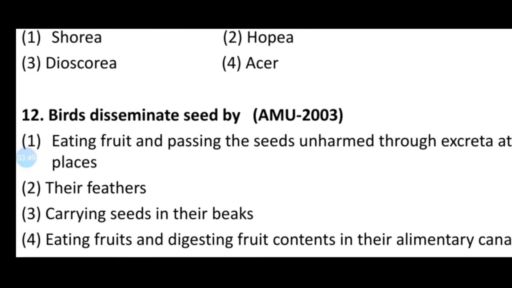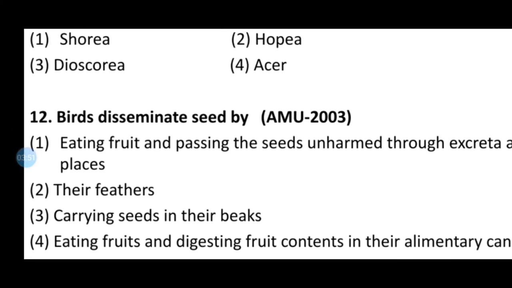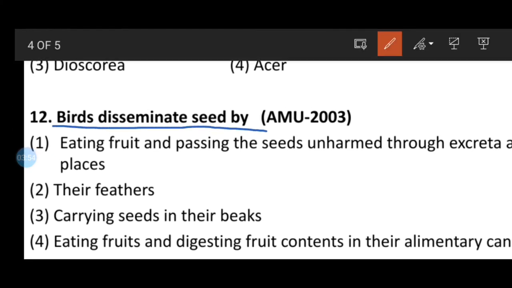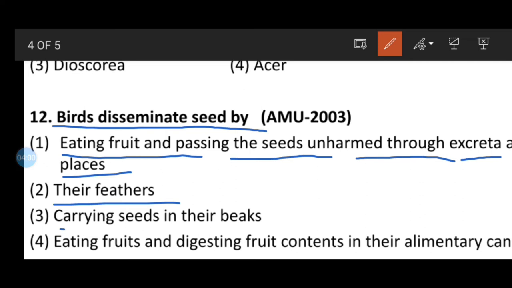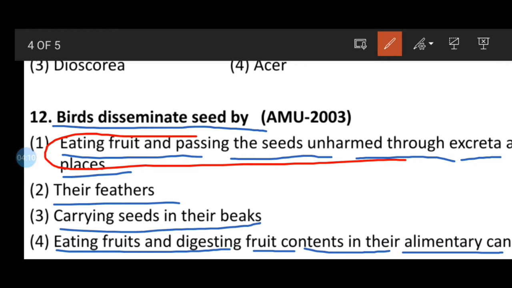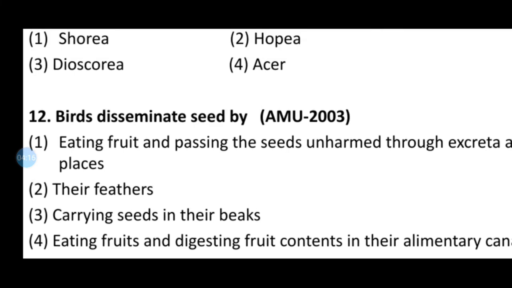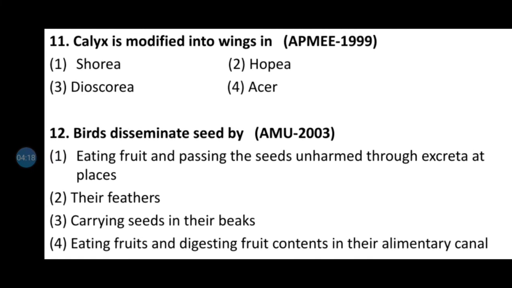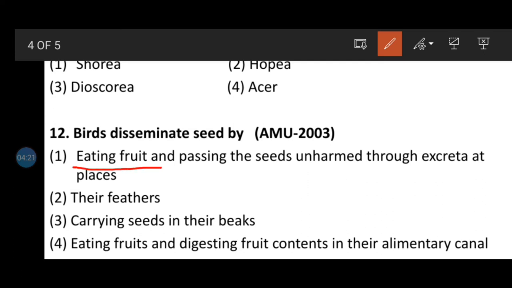Question number 12. Now look at question number 12. Birds disseminate seed by: eating fruit and passing the seed unharmed through excreta at places, carrying seeds in their feathers or breast, eating fruits and digesting fruit contents in their alimentary canal. So here the correct answer will be option number 1. Simply the answer is eating fruit and passing the seeds unharmed through excreta at places. So this is how birds disseminate seed.